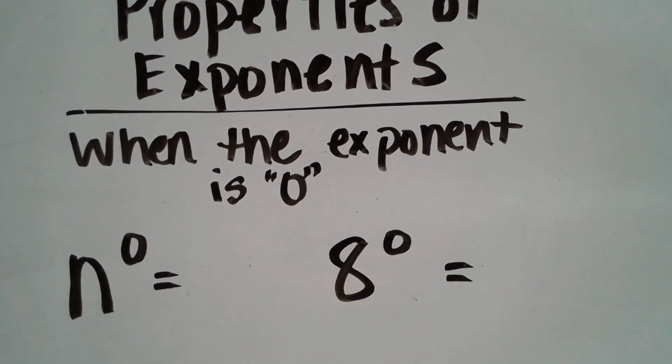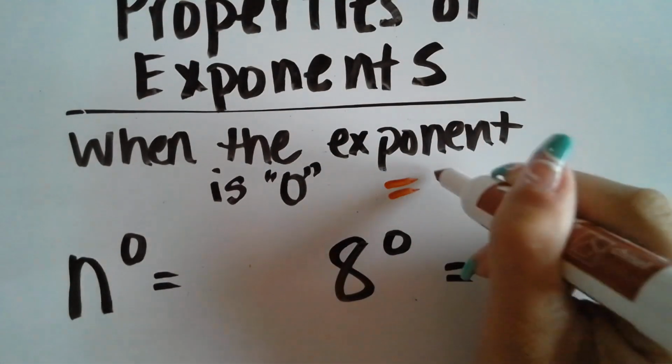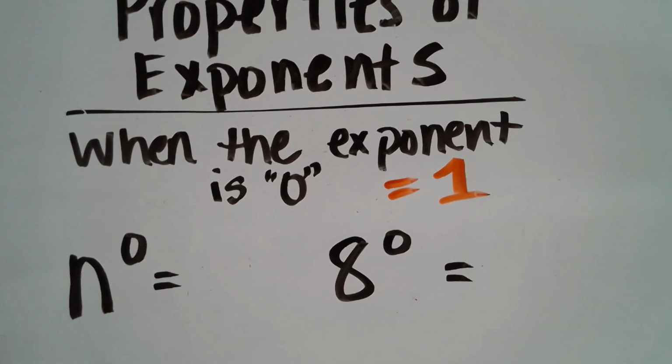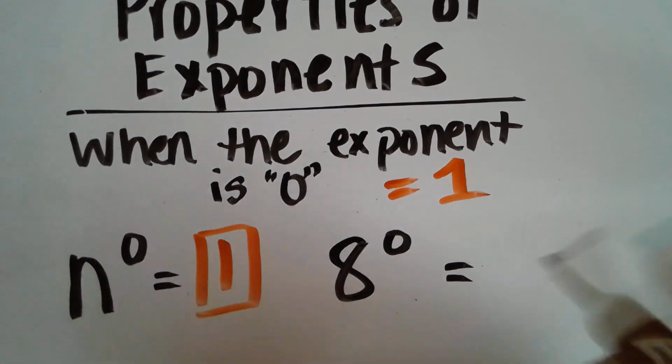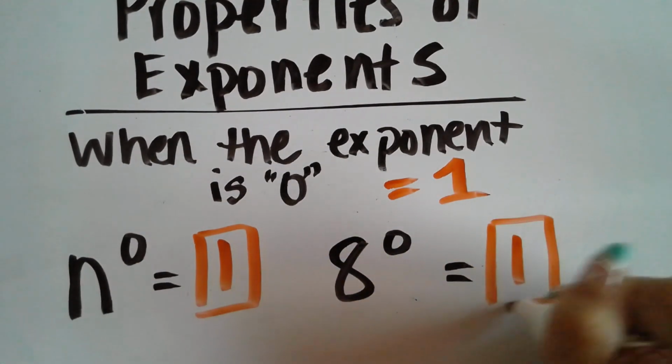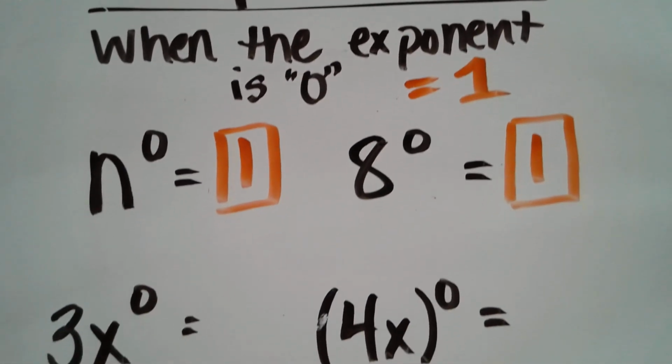So essentially, what does that mean? When anything is to the 0 power, we know that the whole thing equals 1. Okay? So n to the 0 power is 1. 8 to the 0 power is 1. Okay? So now let's look at some more examples.